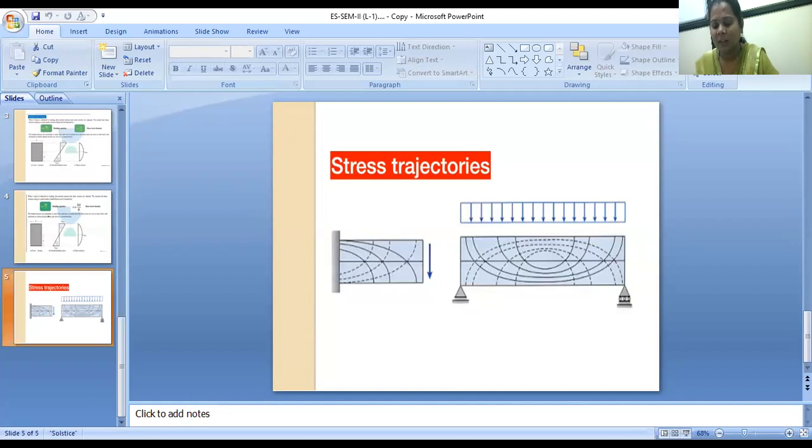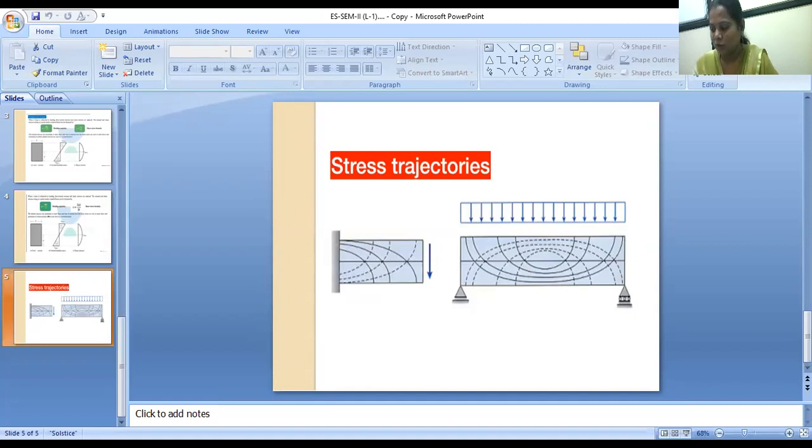Sigma and tau are dependent on x and y, and that's why the sigma and tau values change, and at the same time the stress also changes from location to location. Here we observe these trajectories. Tau means shear stress and sigma means normal stress, and this normal stress and shear stress will change from point to point. And from this figure we have to observe that stress trajectory.